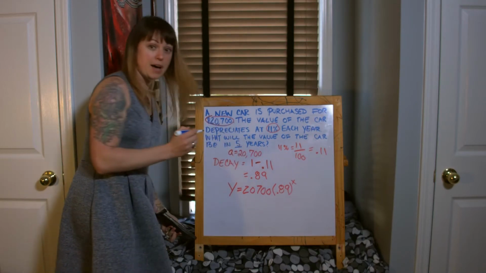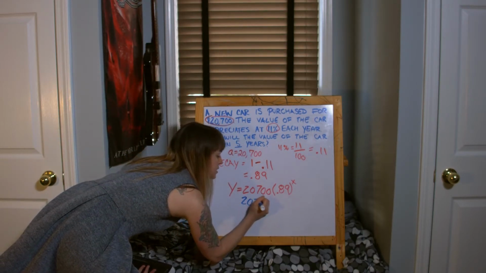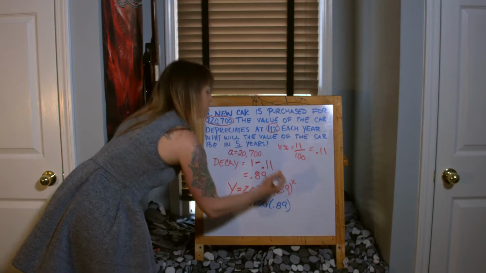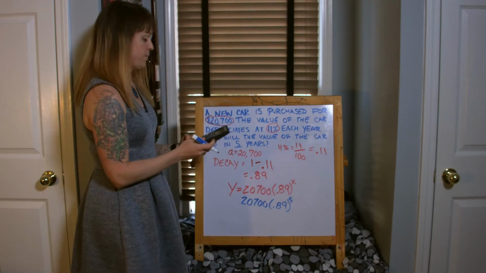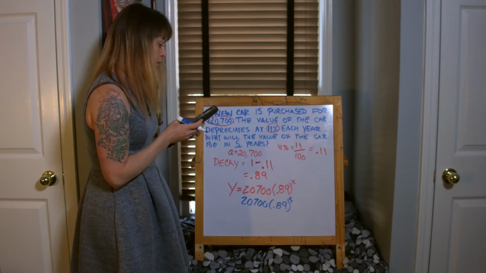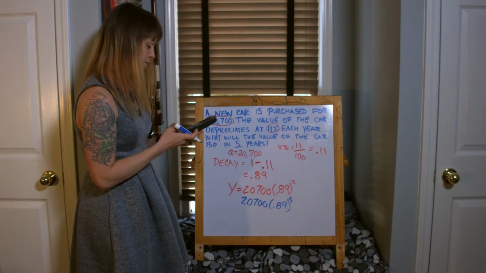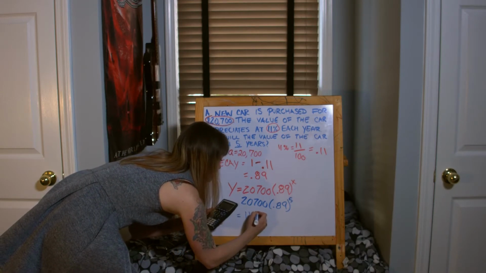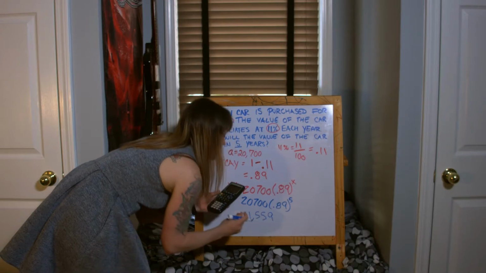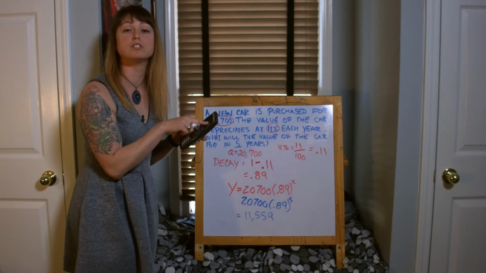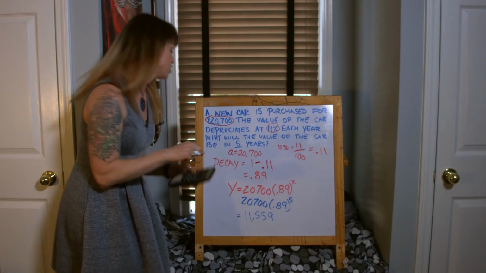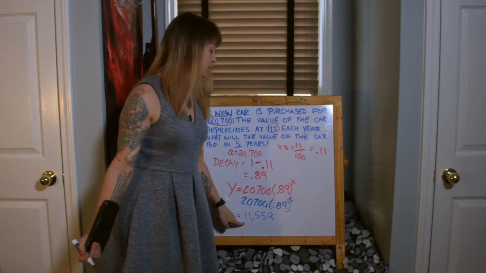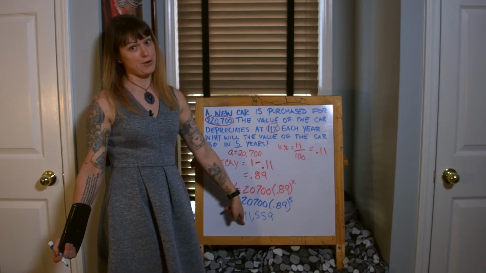This problem asks for 5 years, so I'm going to do 20,700 times 0.89 raised to the 5th power. And there's no way I can do that in my head. So I'm going to my calculator and I'm typing it in exactly as I wrote it. And what I get is $11,559, and according to my calculator, 0.00 cents. So I don't have to worry about any change. So I bought a car for $20,000, and then 5 years from now, I could sell it back for $11,559.